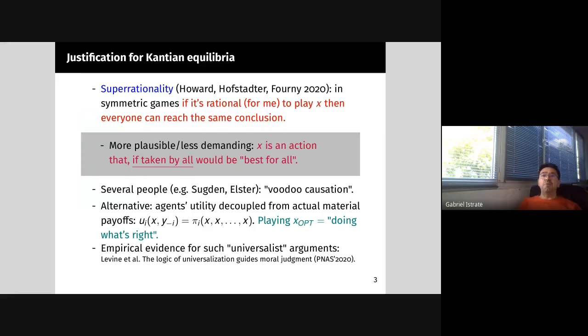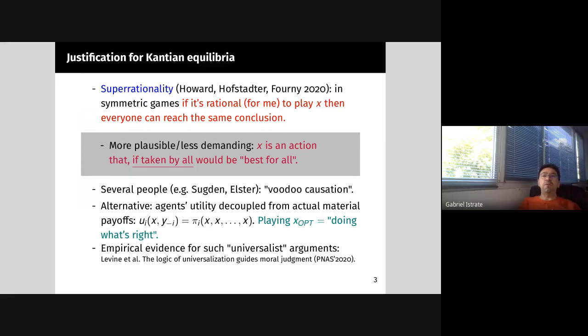There are multiple perspectives under which this may be good. One of them is called superrationality, and it was studied by several people, most prominently Hofstadter, but also Howard and recently Fourny. The basic idea is that in a symmetric game, if it is rational for one player to play an action X, then every other player can reach the same conclusion. Superrationality is quite heavy in terms of epistemic assumptions. It's even more restricting than common knowledge of rationality, as Fourny has shown.